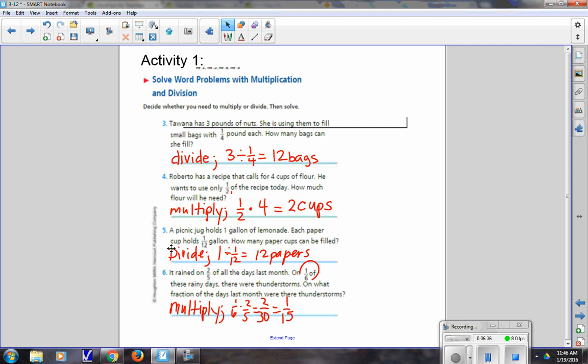So it's really critical that you read these problems and look for those ofs, look for those scenarios, draw a picture if you need to figure out what's happening. But if you're reading with that critical eye of looking for those keywords that we know, it's easy to figure out multiplying or dividing.